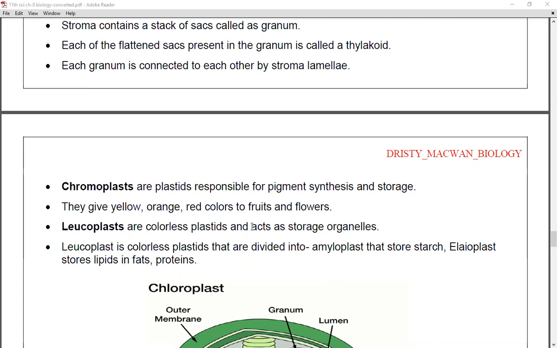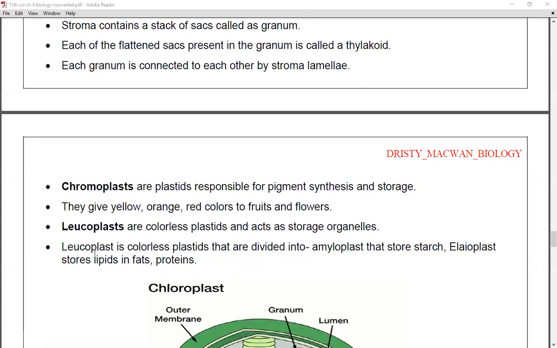The third type of plastids are leucoplasts. Leucoplast, like leukocytes, that is WBC, right? In the same way leucoplasts are colorless plastids. That means they do not possess any color. For this reason they are said to be colorless plastids. And leucoplasts act as storage organelles. That means they perform the function of storage, right? Leucoplasts are colorless plastids that are divided into amyloplasts that store starch, elaioplasts that store lipids, fats, and proteins, right?